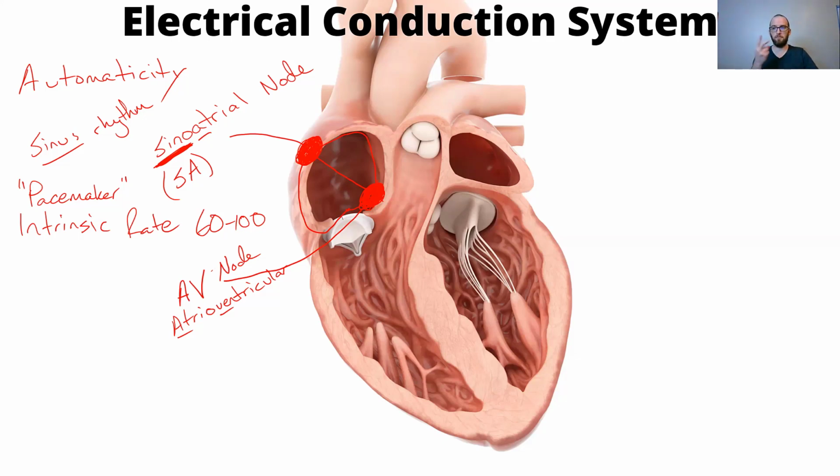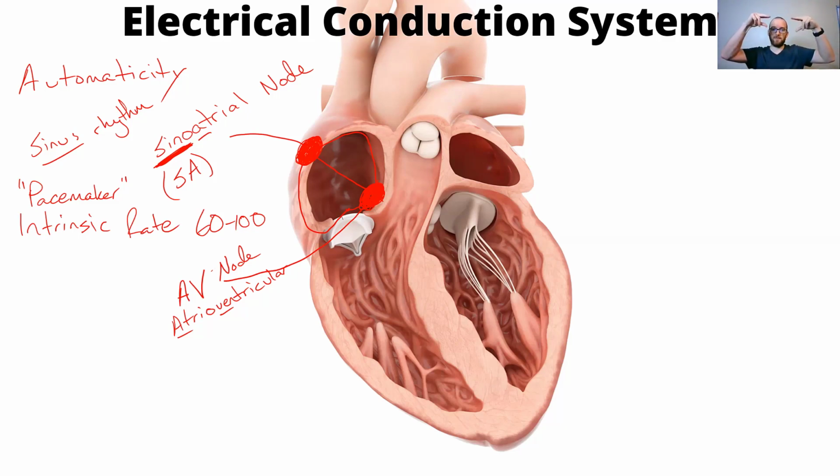Bump, bump, bump, right? So we actually have the atria contract, pause, ventricles contract. And that's to allow all of that blood flow to get kicked down from the atria down to the ventricles. So the ventricles receive all that blood, and then the ventricles contract to kick out all that blood.